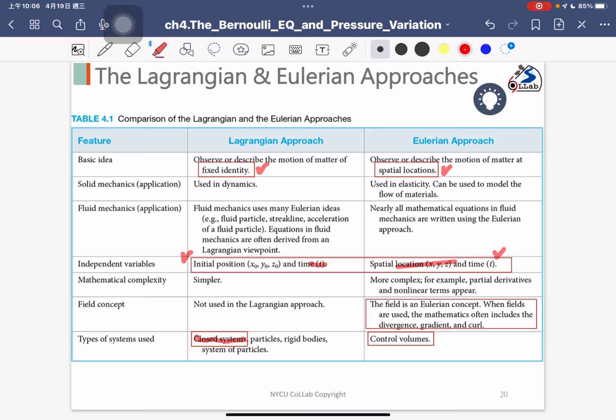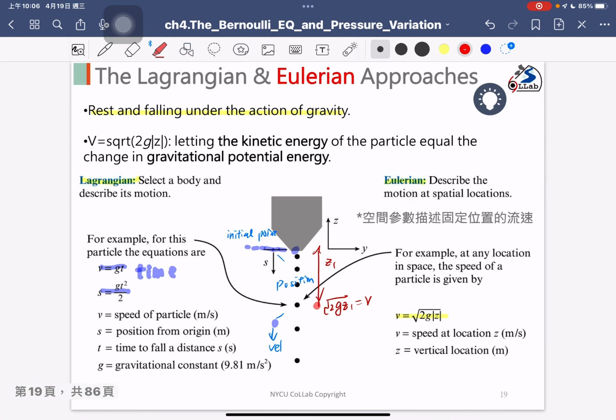But the Eulerian, we always apply to the control volume. Right now you don't know the system we call the control volume, so in the following chapter I will teach you. If you don't know the exact definitions of the Lagrange and the Eulerian, you can go back to see the exercise here. It's easy to identify what makes them different.